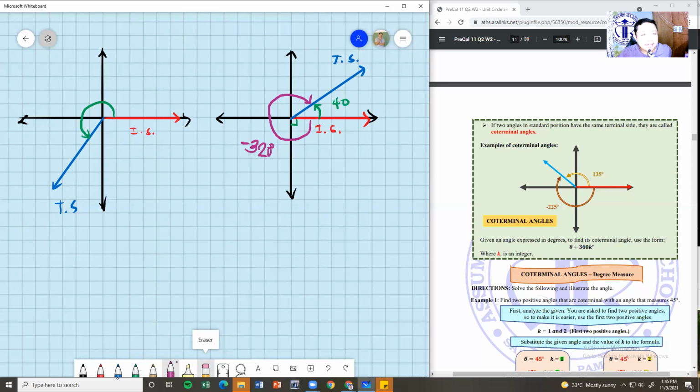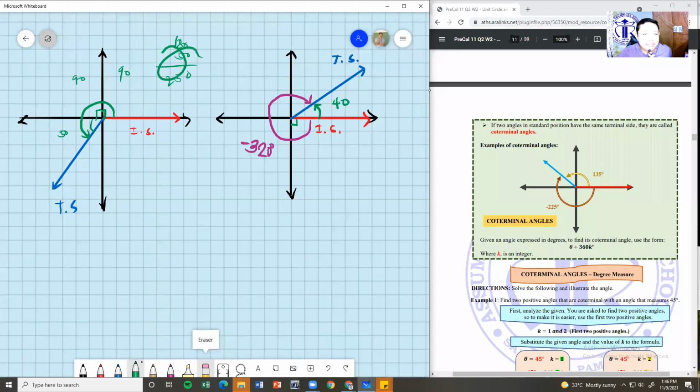Look at this other angle here. So this is still in standard position. I expect that this measures, this is already 90. This is 90. And this, for example, is 50 degrees. So 90 plus 90 plus 50, 180, plus 50, that's 230 degrees.